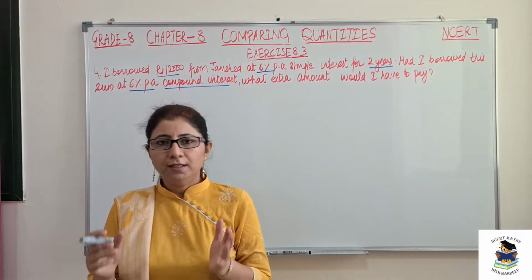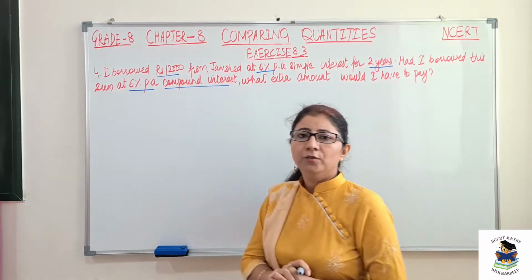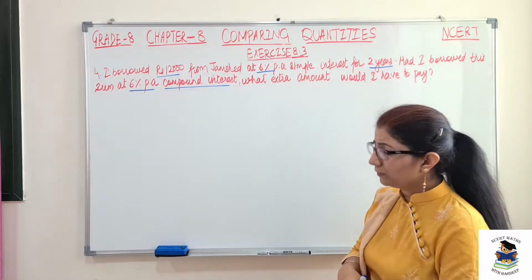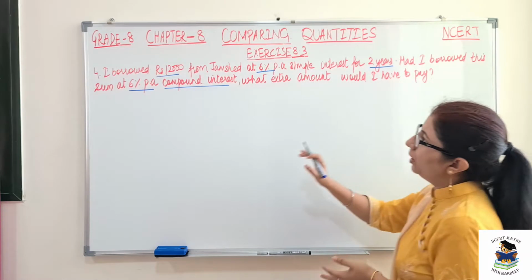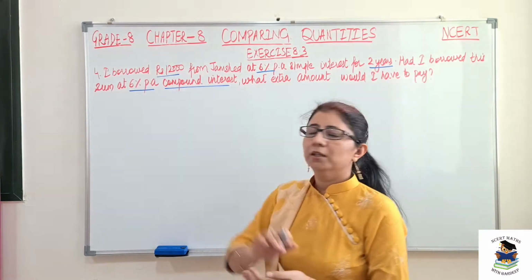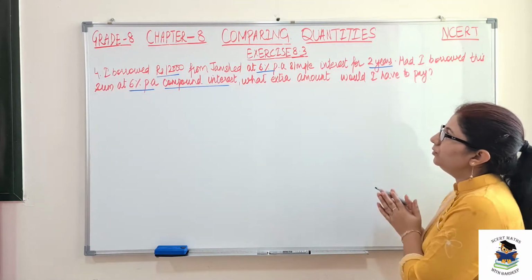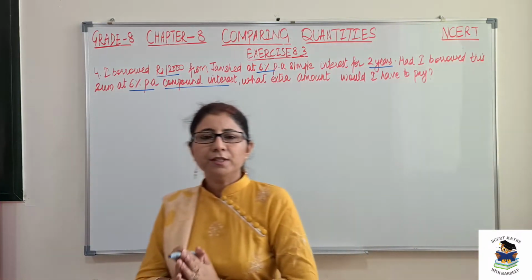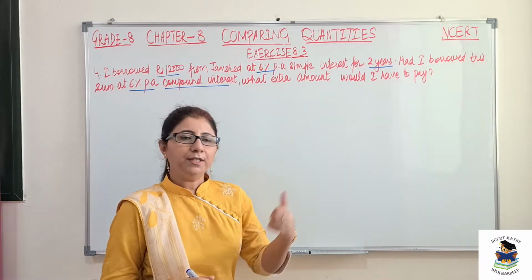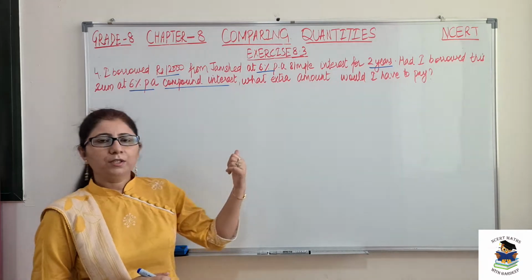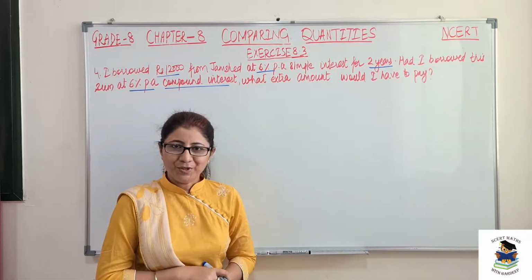So that means we have to first calculate the interest. So in this question, first we will calculate the amount to be paid for the first case, that is the simple interest case, and then we will calculate the same thing for compound interest, and we will see how much extra amount he has to pay if he has taken the same loan on compound interest rather than simple interest. So let's see how to solve this.